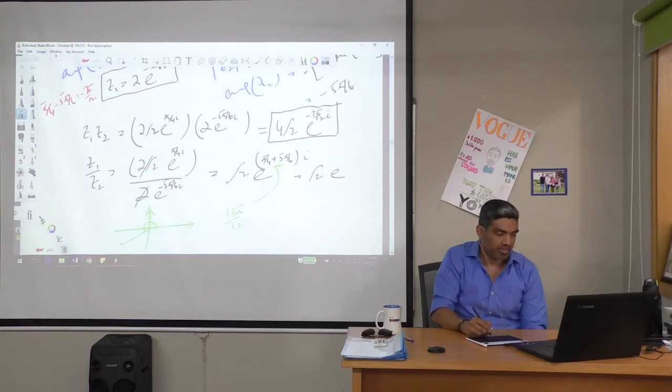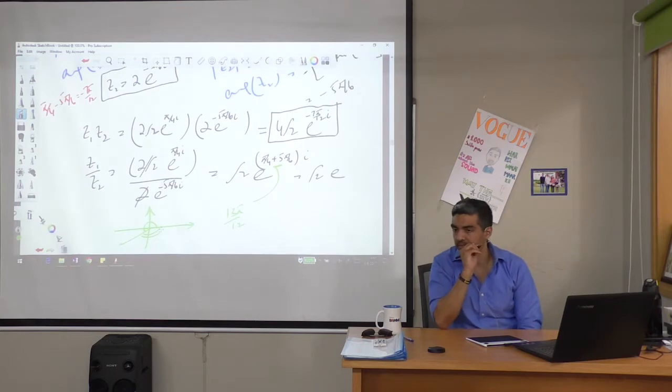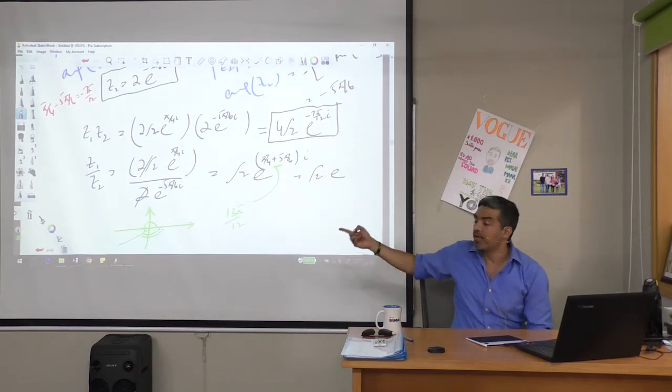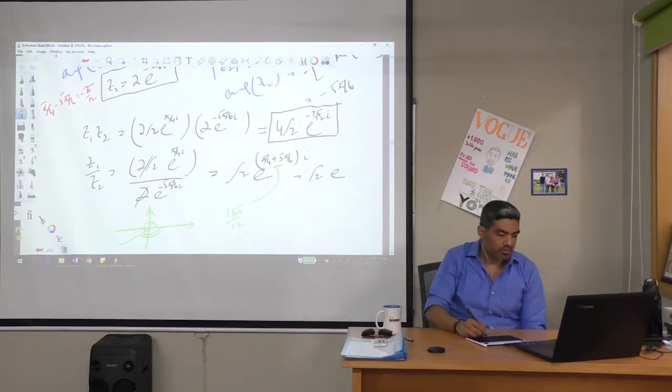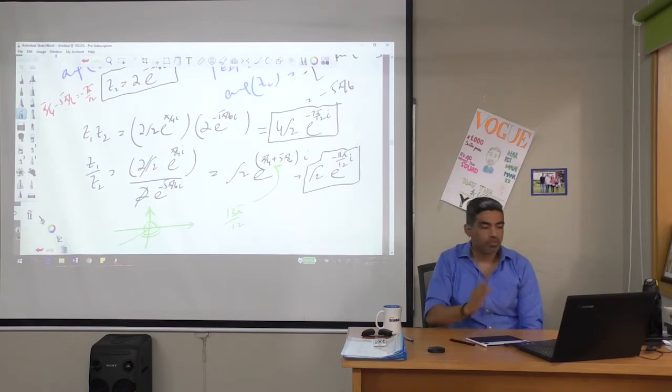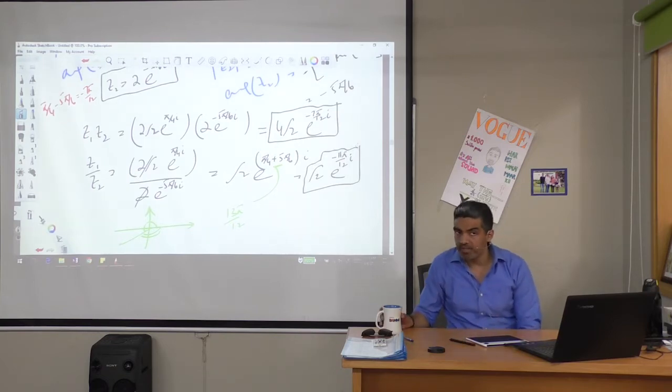This is your 13 pi by 12. We need to take this one. We don't take the argument more than pi. So the negative counterpart is minus 11 pi by 12. So this is going to be minus 11 pi by 12 pi. That's your answer. So multiplication and division become very easy.